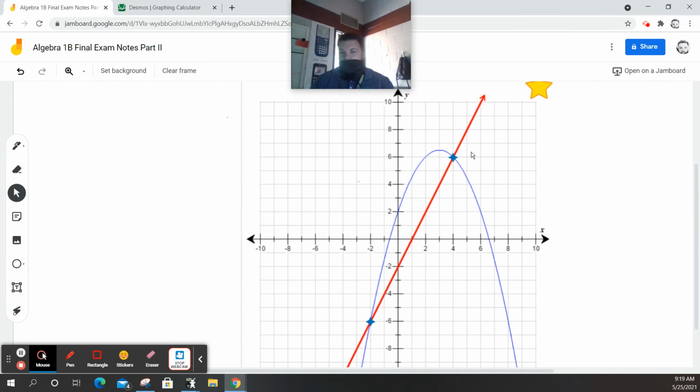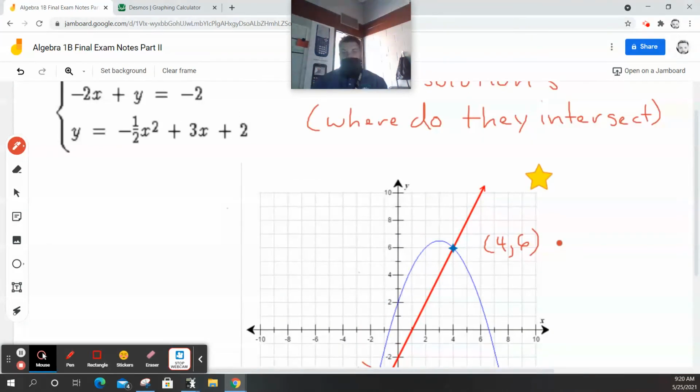Now, if you don't know where those points are, you're not going to write this down, but I just want you to know that this is (4, 6), and this is (-2, -6). Okay? Does that make sense? And so that's how you would graph the whole thing. That's what it should look like when you're done, okay?